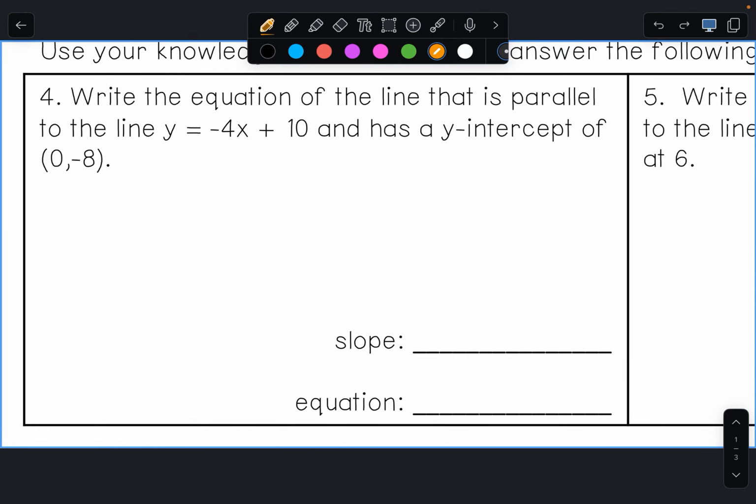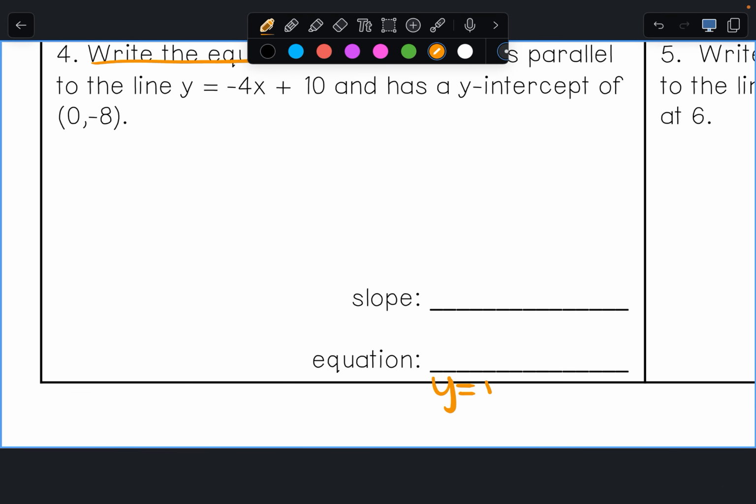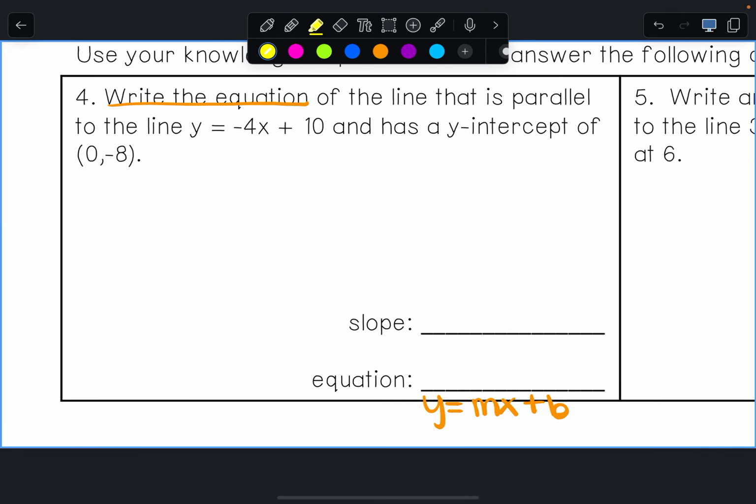Number 4, write the equation of a line that is parallel to y equals negative 4x plus 10 and has a y-intercept of negative 8. We're trying to write an equation, and we write it in slope-intercept form. So what information do we need from this equation? Why did they give us this equation in the first place? We only need one number, and it's going to be the same. We need the slope. The slope of a line that's parallel to it is going to be -4.